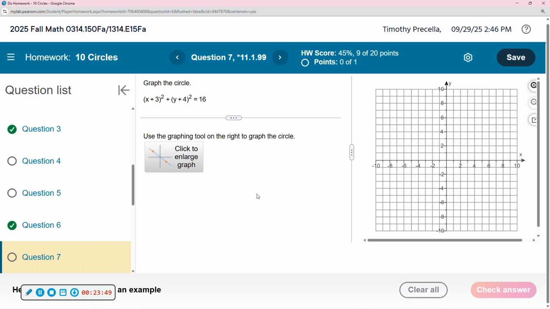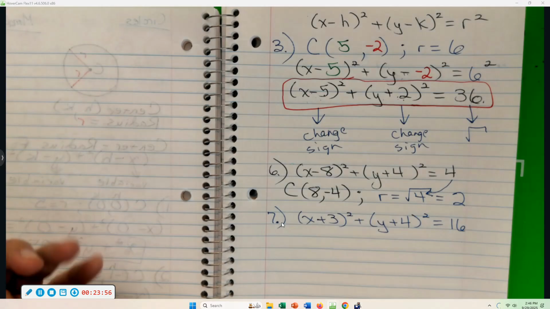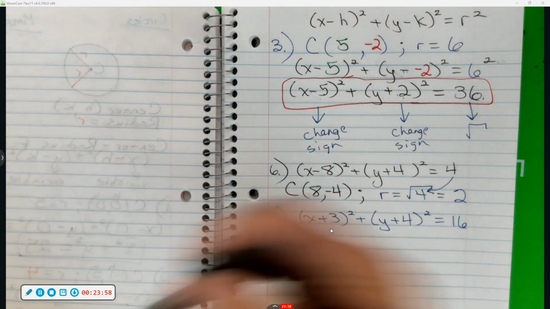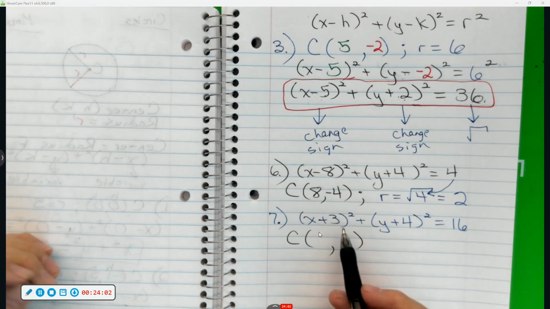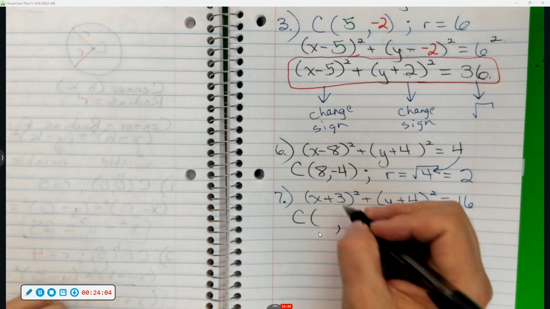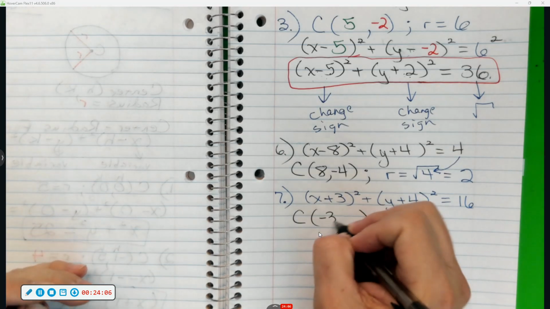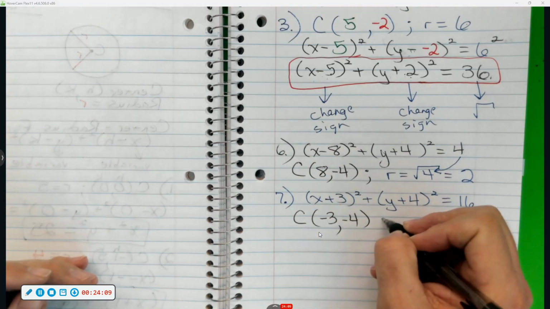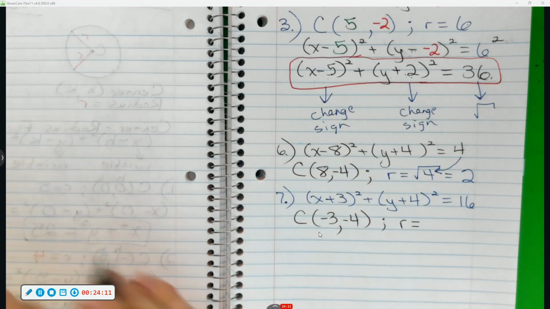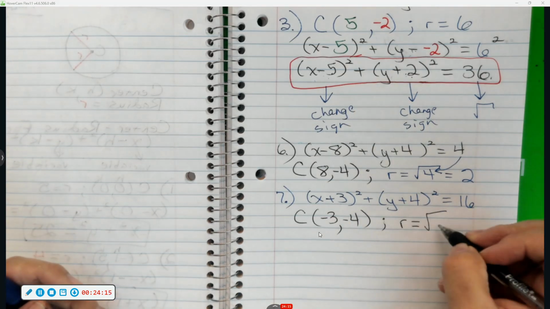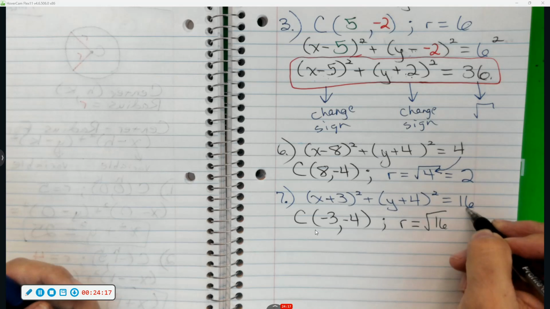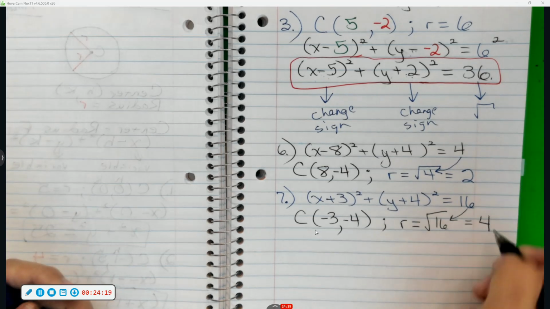Okay, switching over to my paper. What are we getting for the center? Change sign. -3, -4. The radius, 4. You took the square root of that number there. The square root of 16 gave us 4.